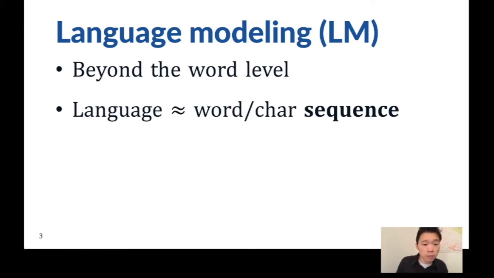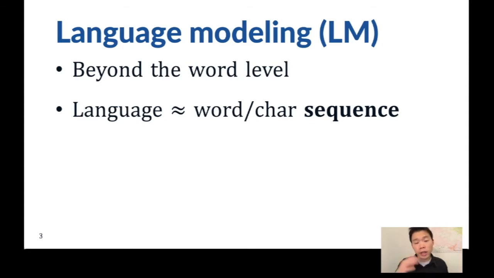Now, one of the simplifying assumptions that is usually taken in language modeling is that we're going to approximate language as a word or character sequence. It's just a sequence of words one after the other, and if we model language that way, it's not the only way to model language.